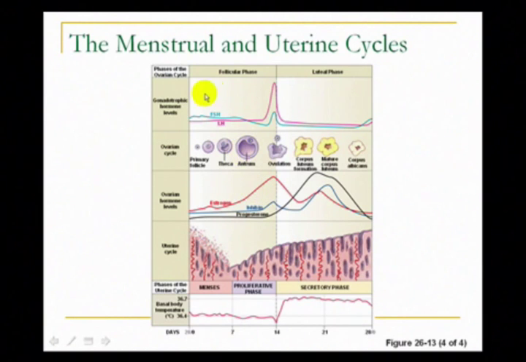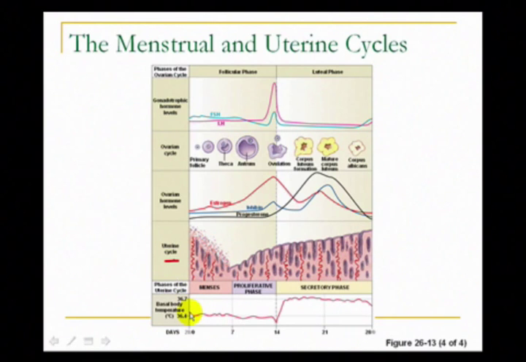If we look at this graph again, down here you can see how the uterine cycle coincides with what's happening in the ovary, and the ovarian hormones, so these are estrogen and progesterone produced by the ovaries. Gonadotropic hormones are released by the pituitary gland, your FSH and LH. So let's put this all together.